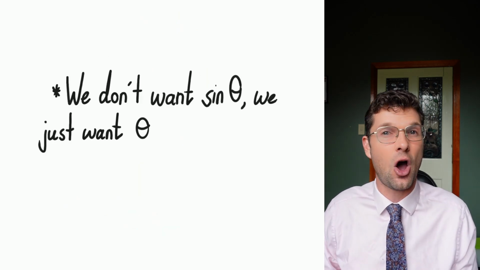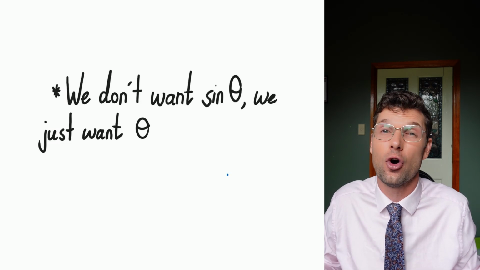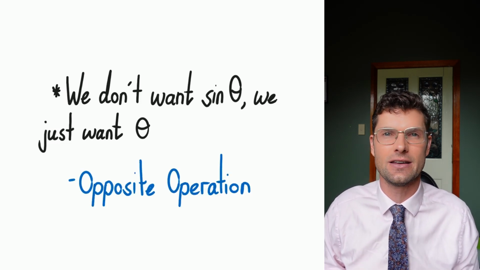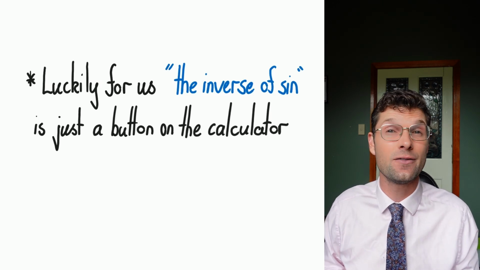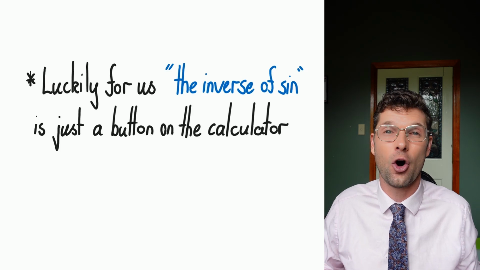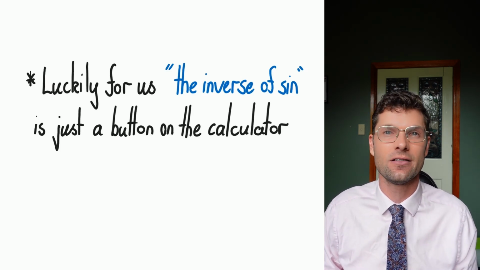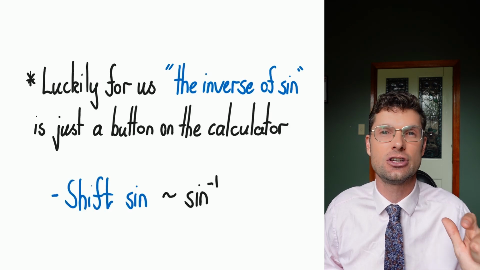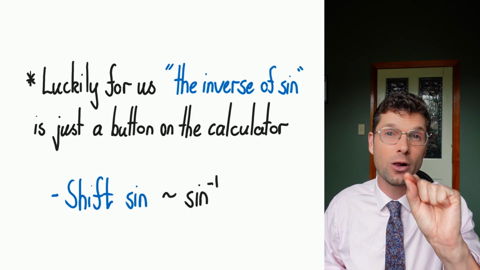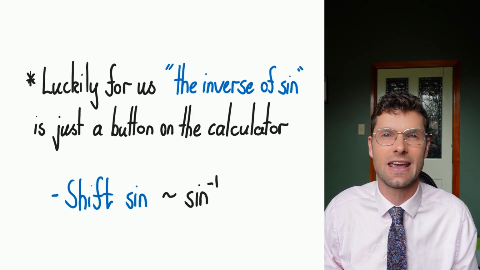But we don't want sine of the angle, we just want the angle by itself. And we just have to do what we normally do with equations. We've got to do the opposite operation on both sides. Luckily for us, there's this thing called the inverse of sine, which legitimately means opposite of sine, and it's on your calculator. So you don't have to learn how to do anything. To get the opposite of sine, all you've got to do on your calculator is hit shift sine, and this little sine with a -1 will pop up. It will have a bracket afterwards, and that's all you've got to use on your calculator to get full marks.